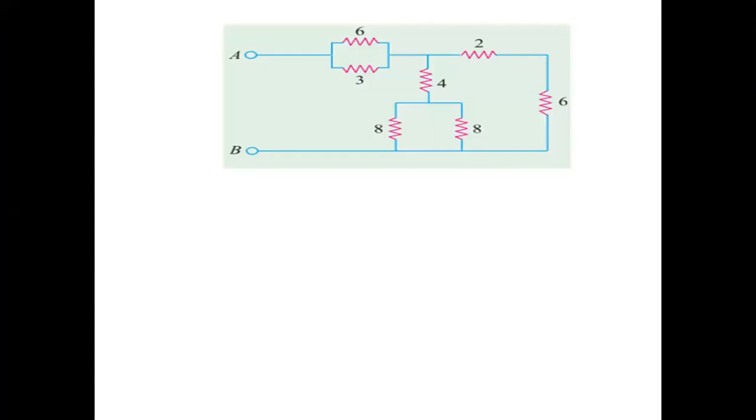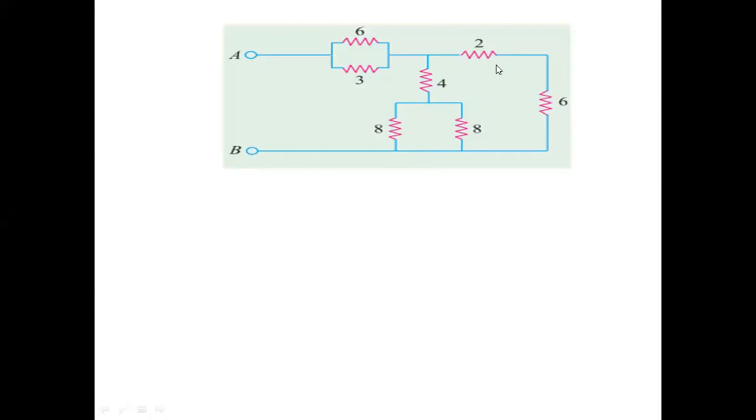Good morning, sir. So we are discussing how to find out the equivalent resistance of a network. Okay. So I think this problem is done. Okay. So here in this case, you have to find out the resistance across A and B. You have to find out the resistance across A and B.